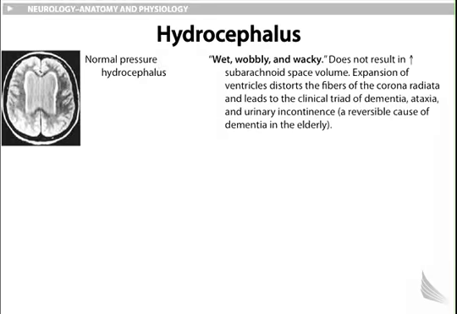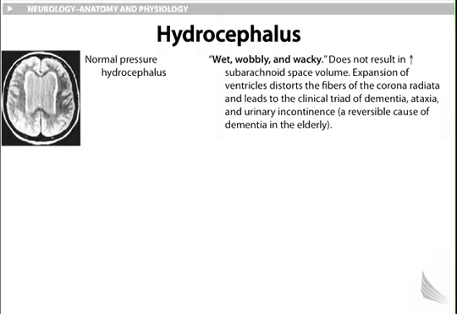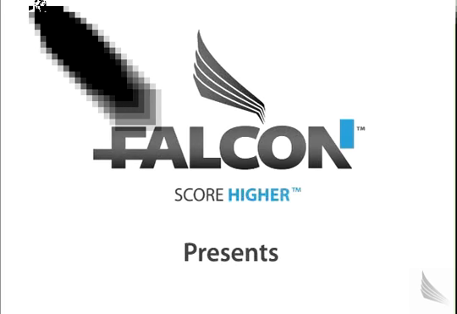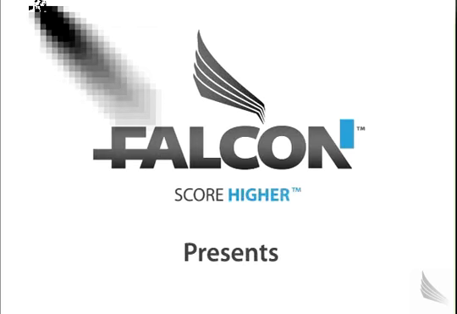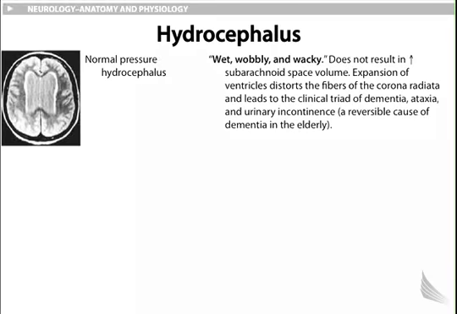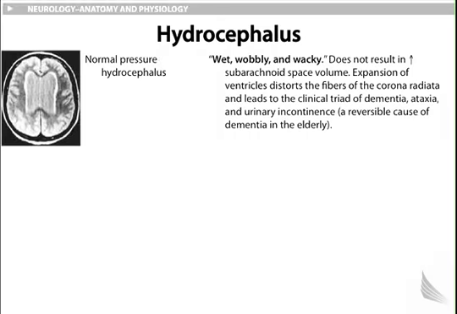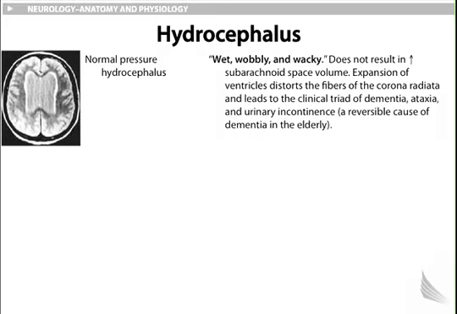Patients with normal pressure hydrocephalus are referred to as being wet, wobbly, and wacky. These patients do not have an increase in the subarachnoid space volume, and the increased volume of the lateral ventricles distorts the long fibers of the corona radiata and leads to the clinical triad of dementia, difficulty with gait, and urinary incontinence. This disease is important to recognize because it is a reversible cause of dementia in the elderly.